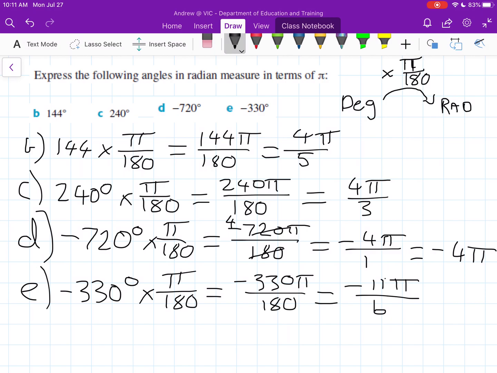Once you know exact values, this becomes a little bit easier as well. So we'll be going over that in a future video.